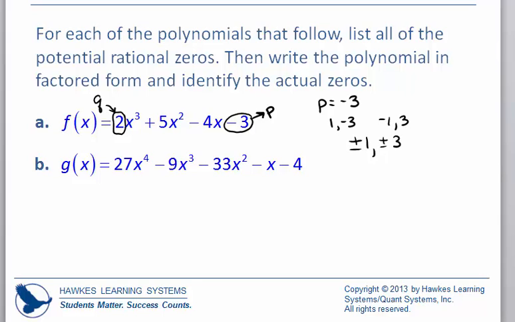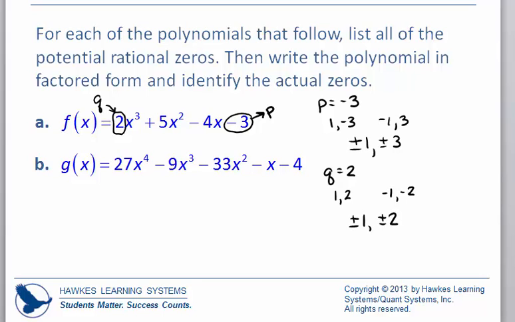Now we'll do the same thing for the q. Our q value is 2. So how can we multiply two numbers together to get 2? We can multiply 1 times 2, or we can multiply -1 times -2. And so again, combining these numbers, we're going to have ±1, and then we also have ±2.